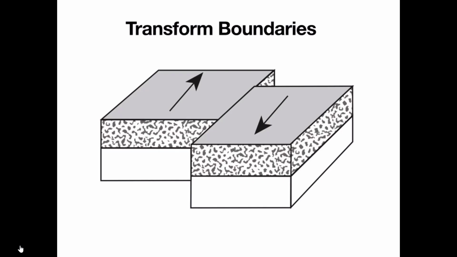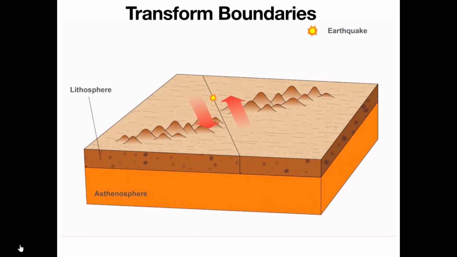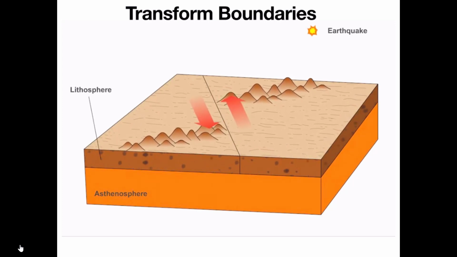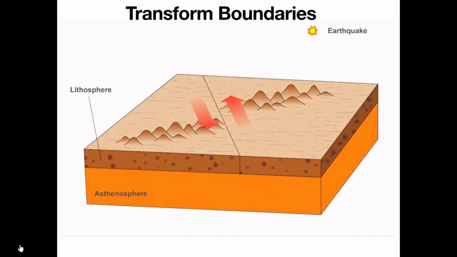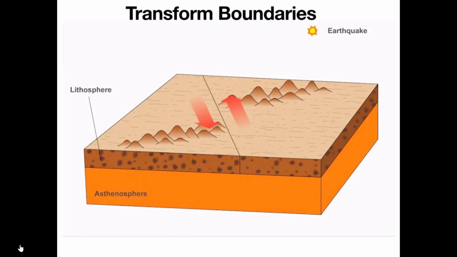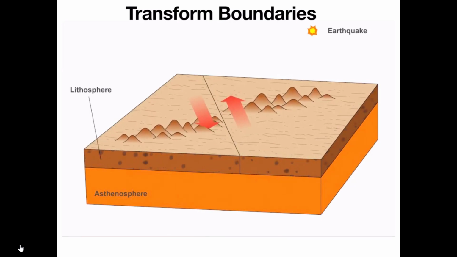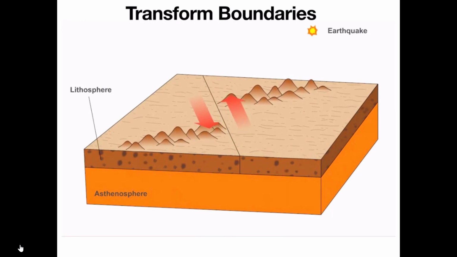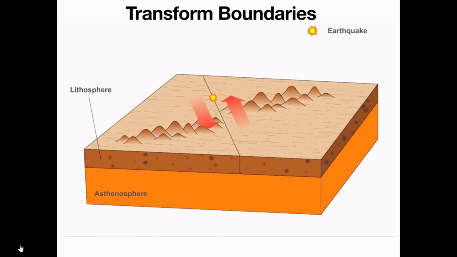And our last boundary we want to talk about is a transform boundary. If you look at the visual here, the video, you can see that the plates are sliding against each other. So this occurs when 2 plates slide against each other. And sometimes during this sliding, they can stick and they become stuck, building up this energy. And then once the energy is released, we feel earthquakes.